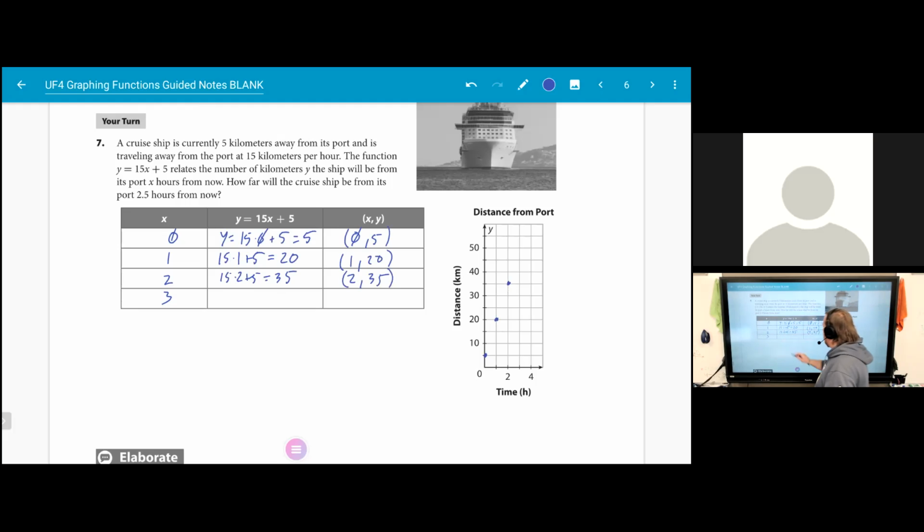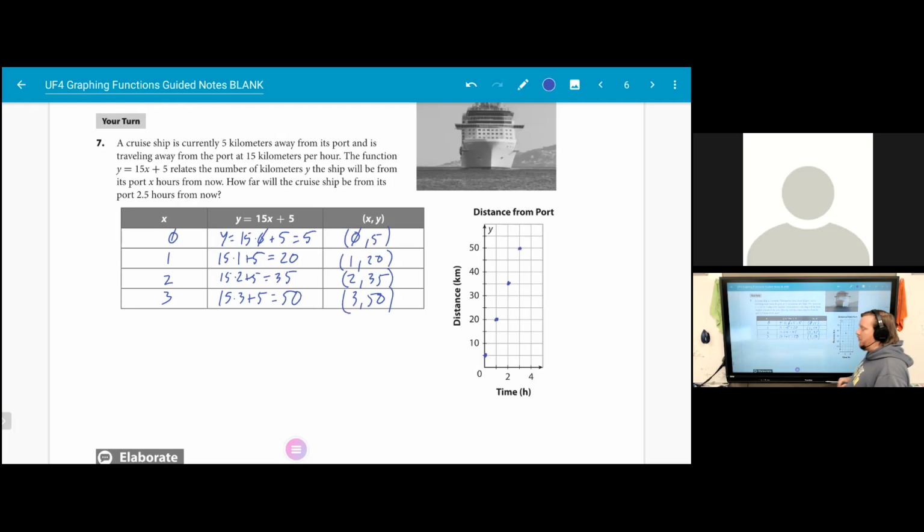When x is 3, 15 times 3 plus 5. 15 times 3 is 45, plus 5 is 50. So when x is 3, y is 50.